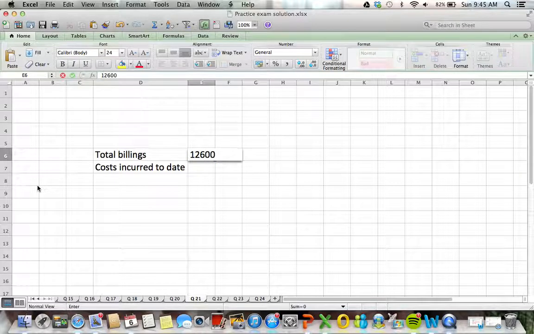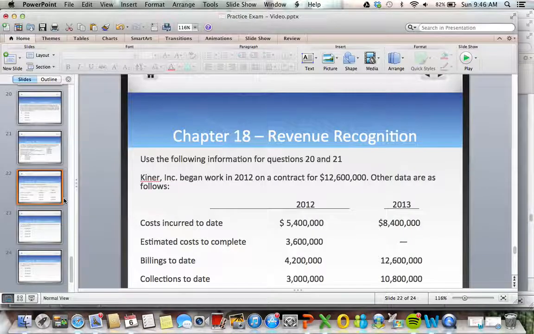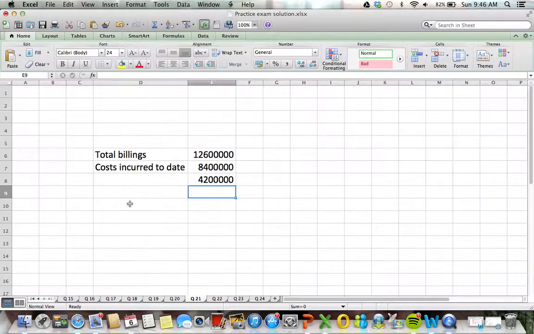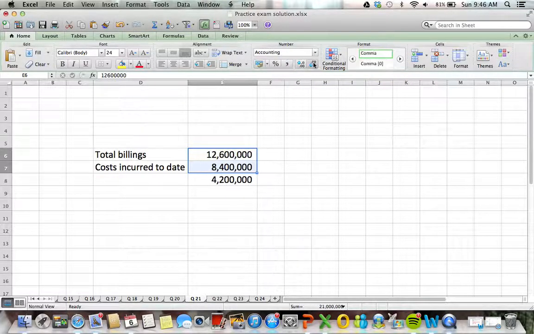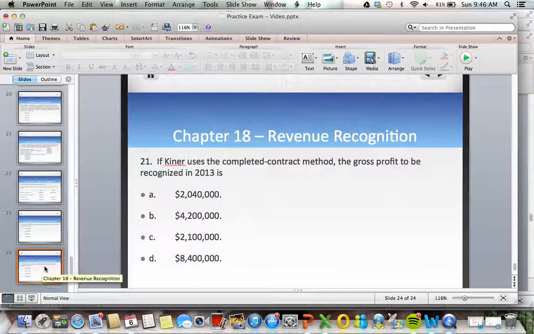12,600,000, and we have cost incurred to date of 8.4 million. So this one goes based on total billings. It looks really at cash revenue and counts what's been completed based on cash received versus what was billed and the costs incurred. So the difference between the two is 4.2 million, and that is the gross profit that we recognize.